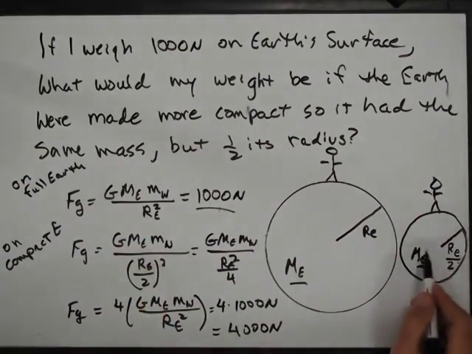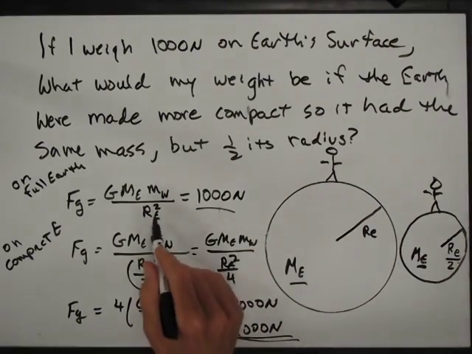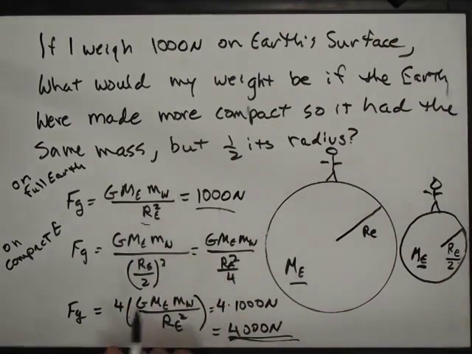So you're just much closer to it, and so you have a much higher force of gravity, because how close you are to it is reflected in the denominator. And so when that gets small, the force gets big.